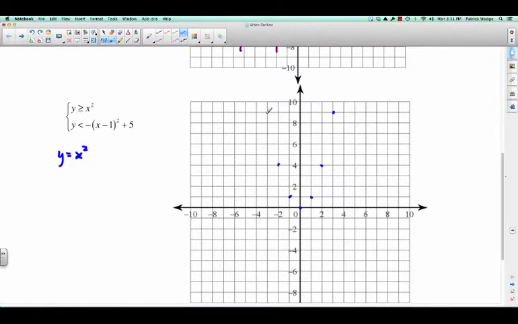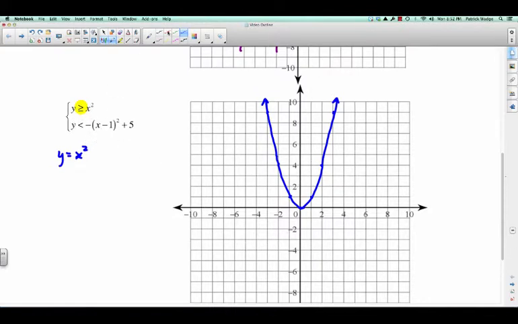So should we make it solid or dotted? Well, it's greater than or equal, so it should be a solid parabola this time. And you're left with something like that. And let's do the shading in a second. I mean, it's really easy. Again, it's y is greater than, so we know it's going to be up top here, but let's just wait until we do the second one.